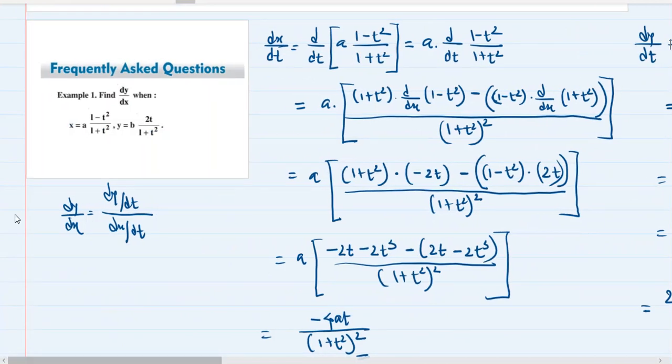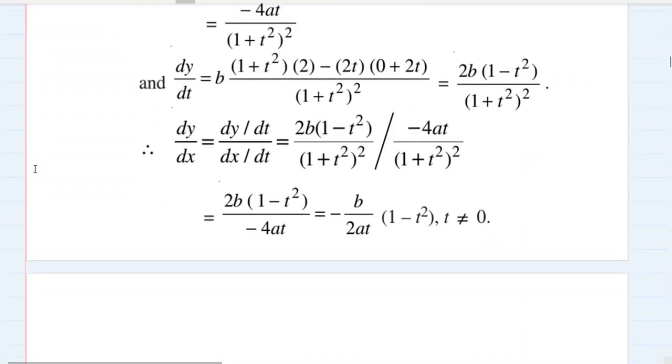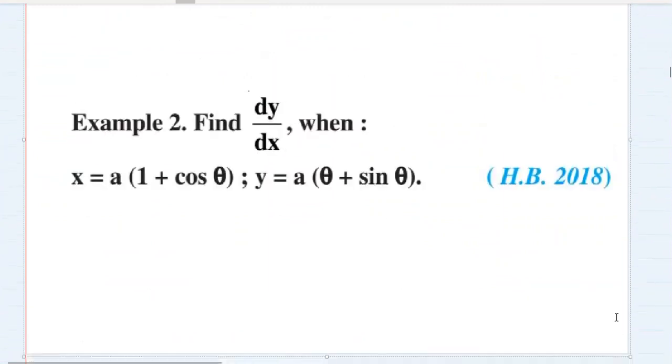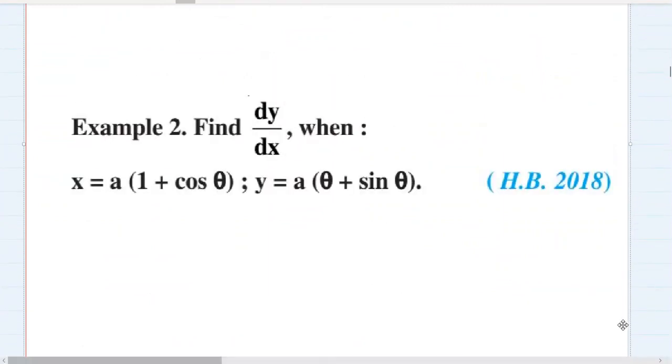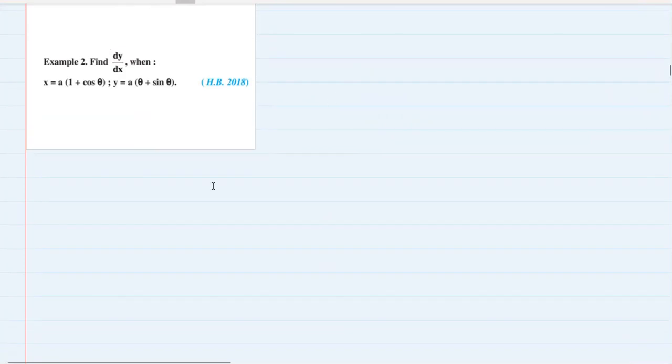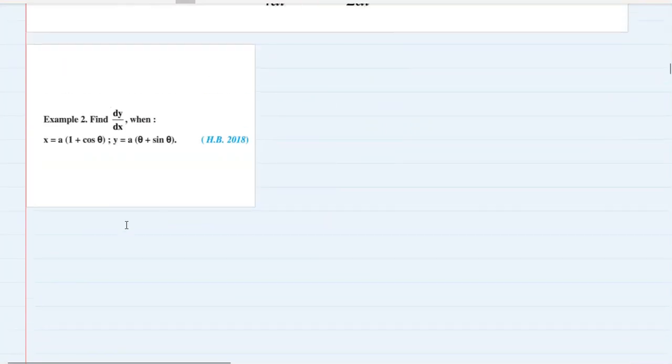Okay, pretty simple. Let's go to the next question. So it looks long, it looks lengthy, but yeah, the differentiation and all is quite simple. Let's see what kind of questions we get ahead and then we'll decide. So next question is, find dy by dx when x is equal to a bracket 1 plus cos theta and y is equal to a bracket theta plus sine theta.